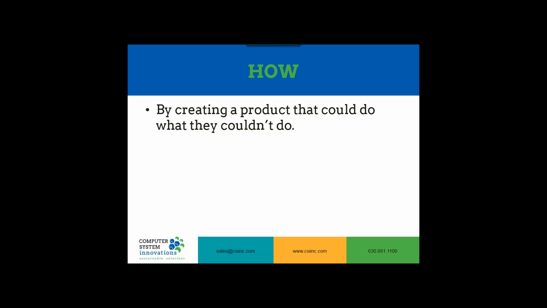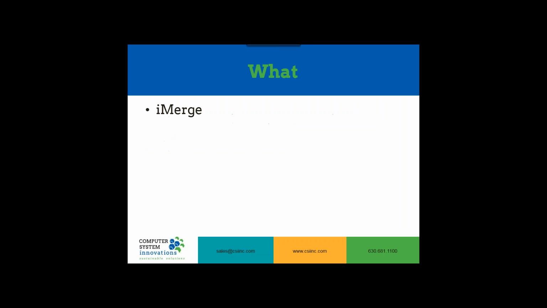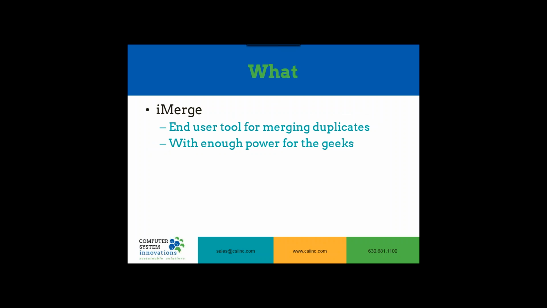And so how do we do it? We created a product to do what an end user can't do, to do all those things. And all along the way, with all of our products, we try to keep it simple. Adding one little checkbox option to a product doubles the testing time, because you've got to test every feature of the product with that checkbox off and every feature with it on. So we're careful not to introduce unneeded complexity, because those checkboxes might mean you're going to have to refer to the manual. We want to keep the product as simple to use and as powerful as possible. So we wrote iMerge, an end-user tool for merging duplicates with enough power for the geeks out there, and designed by real end users.